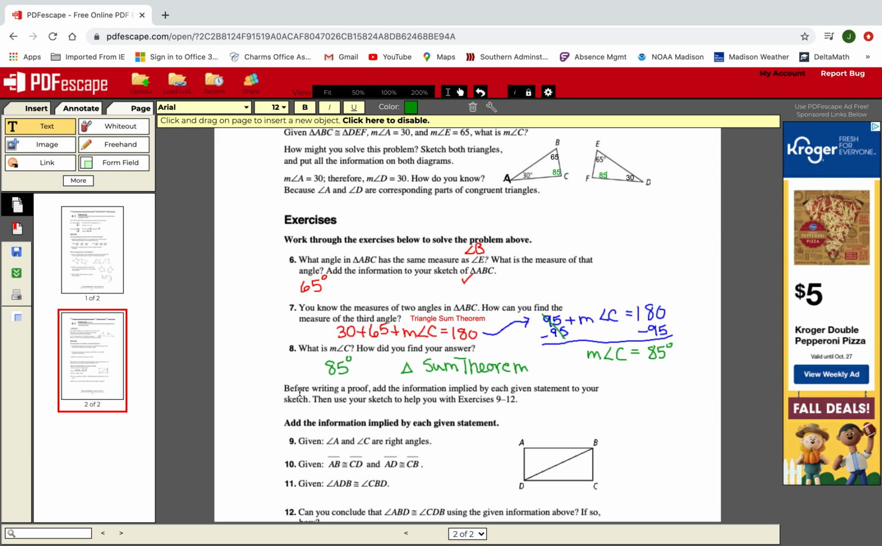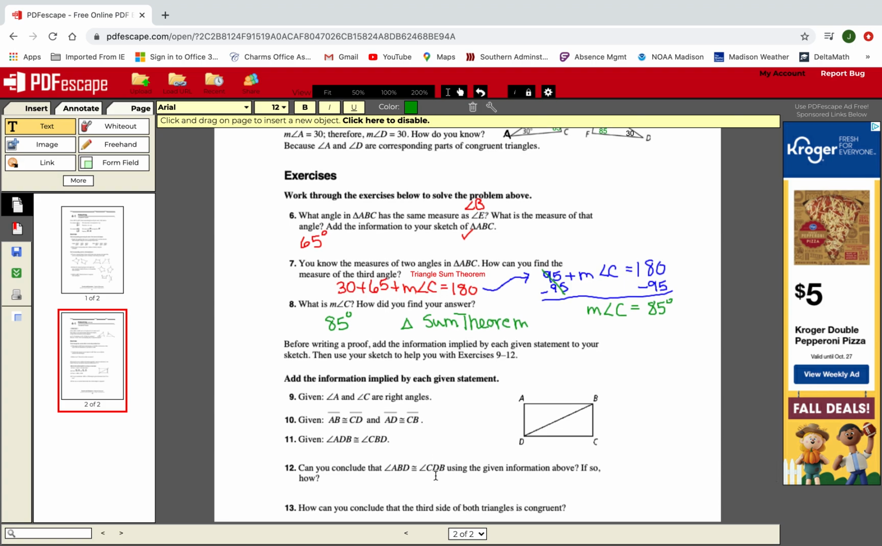Okay, so I do believe that this set of instructions here goes with what's underneath it. Add the information implied by the given statement. Number 9 down here says that angle A and angle C are right angles. Well, if they're right angles, then we need to write that in the figure. Angle A and angle C are right angles. The implied information here is that those angles are congruent, right? So angle A is congruent to angle C. If they're both right angles, then we know they are the same measurement.